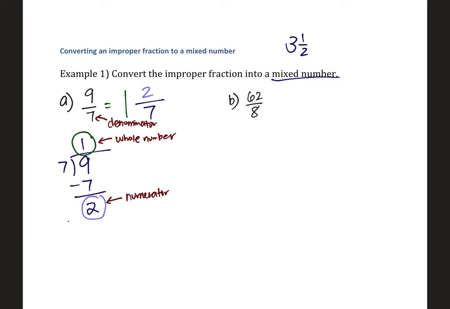We'll do the same thing over here on the right side. 62 divided by 8. I know 7 can go into that. We have 56 from there. Subtracting, we're left with 6. Again, we're going to take this first as our whole number, 7. This is important, that's our numerator, 6 over the same denominator, 8.